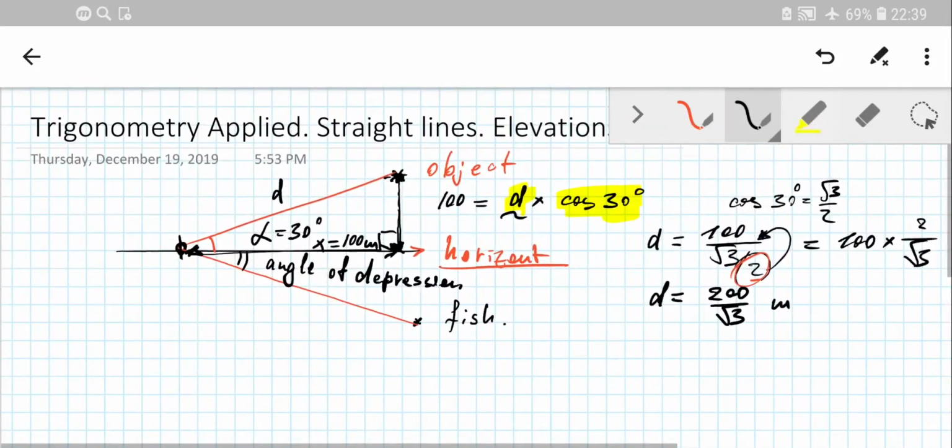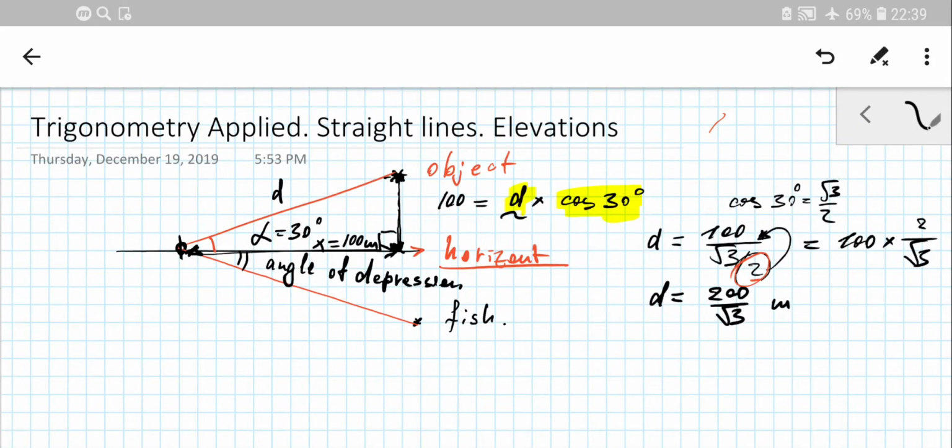So that's the basic application of trigonometry to elevation. Every time you hear a task about elevations, where you observe an object above the horizon or below, like a fish, you can construct a right angle triangle and apply trigonometry. Okay, now it's more complicated, but actually it's a very interesting application to straight lines.